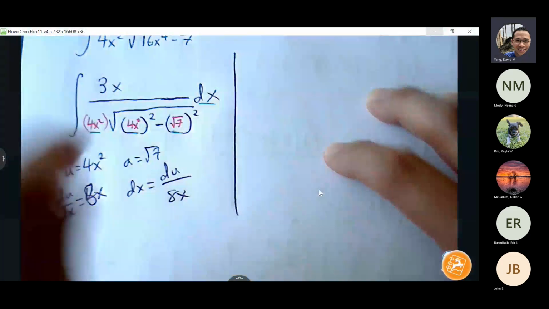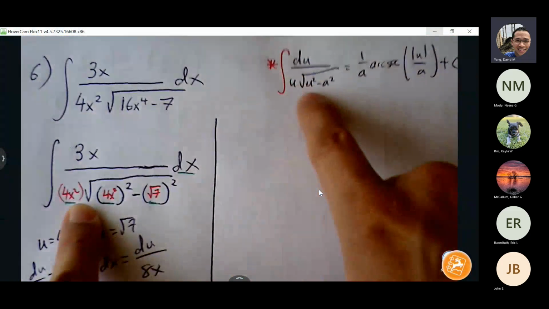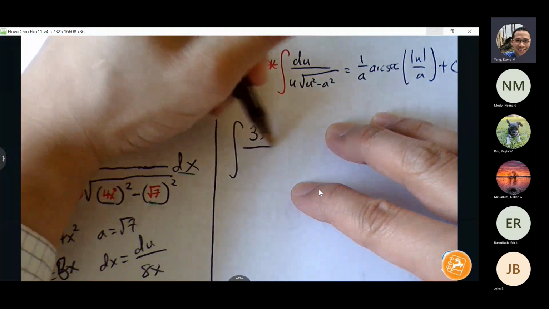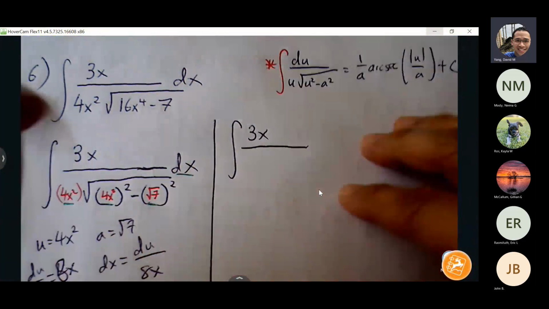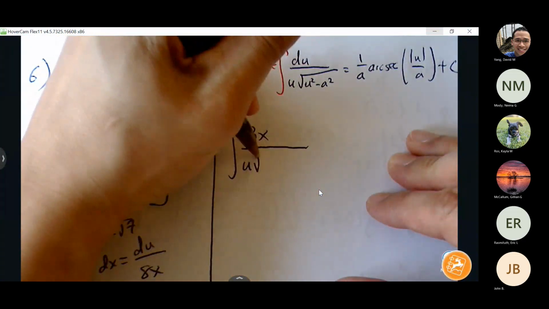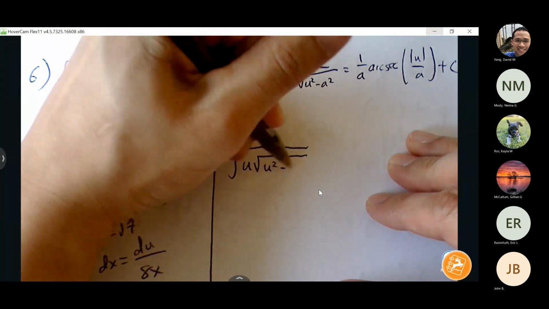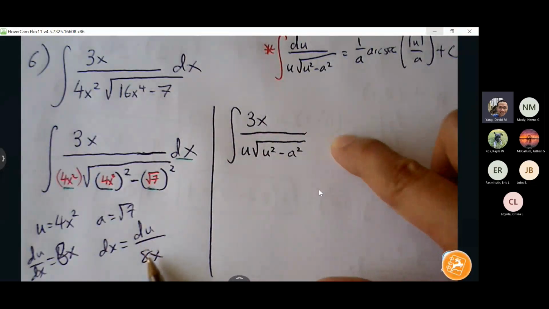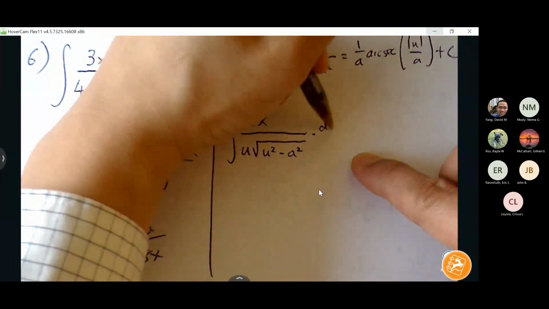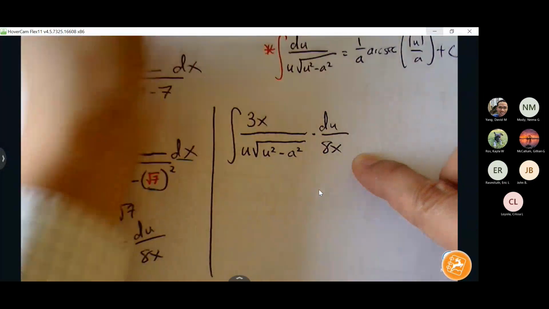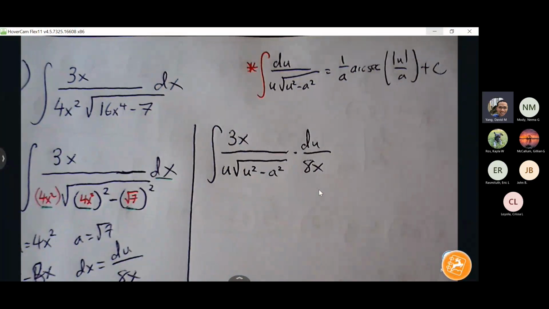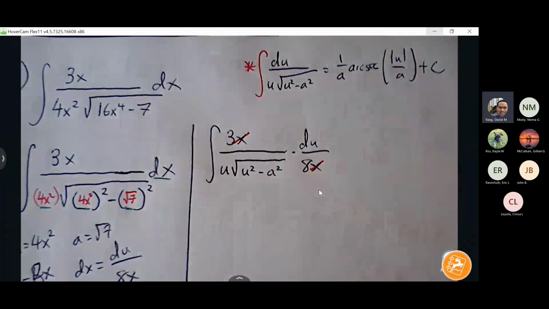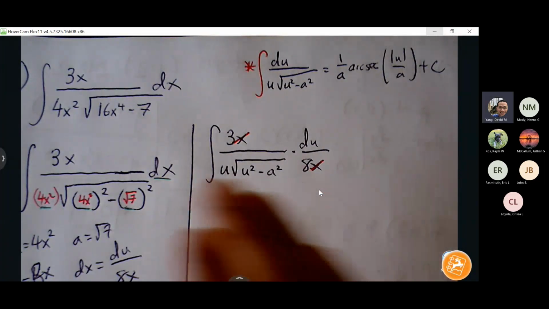Okay. So I'm just trying to get myself closer towards this rule here. I'm going to replace my denominators with all the things that I found. Replace dx with du over 8x. Now, do the x's go away? Yes, right, that's a good sign. But we do need to keep track of what? 3/8, right?